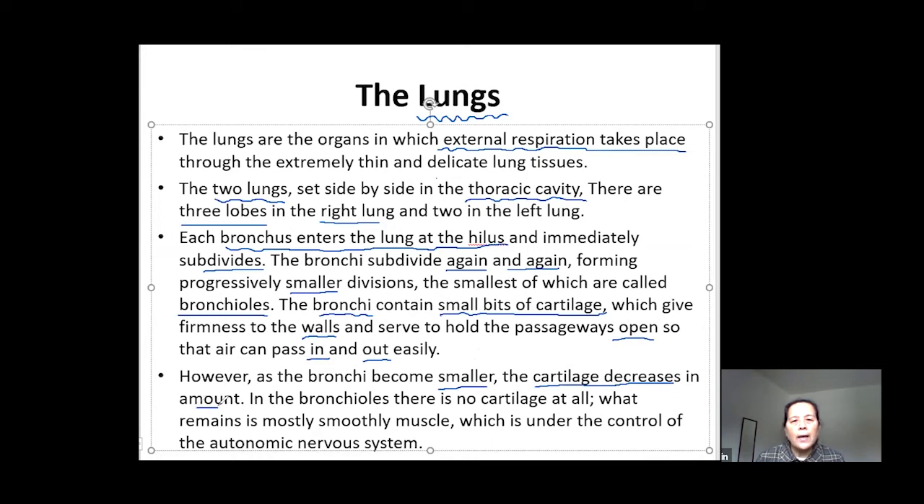So finally, in the bronchioles, there's no cartilage anymore. Instead, smooth muscles hold the wall there, controlled by the autonomic nervous system.